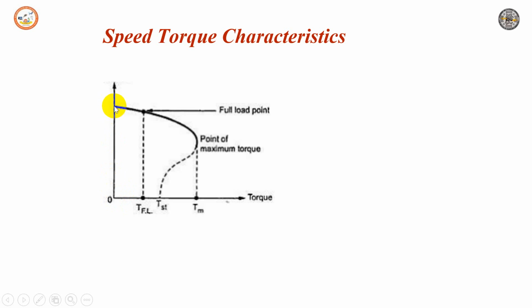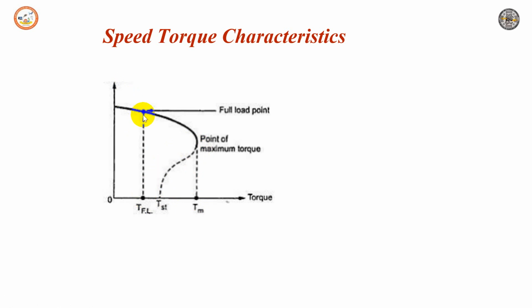For the low slip region, the speed near the region is stable. So it is stable up to this torque. Once it reaches the maximum torque, the characteristic torque reduces here. This is the region where the torque starts reducing. So this is the starting torque, the maximum torque Tm, and this is the full load torque. It is a full load point, a stable operating point.